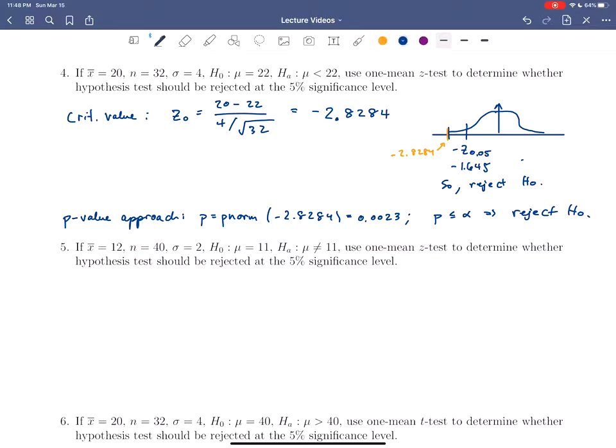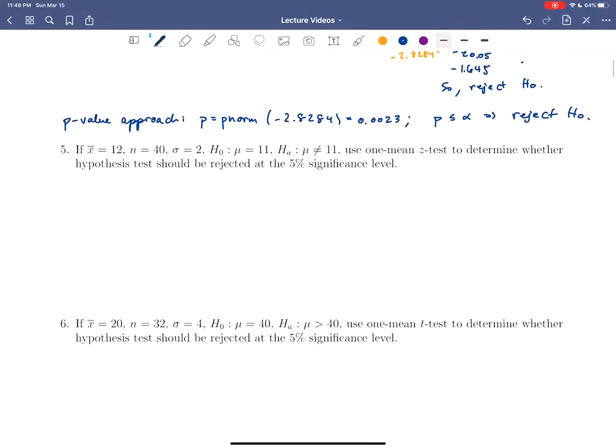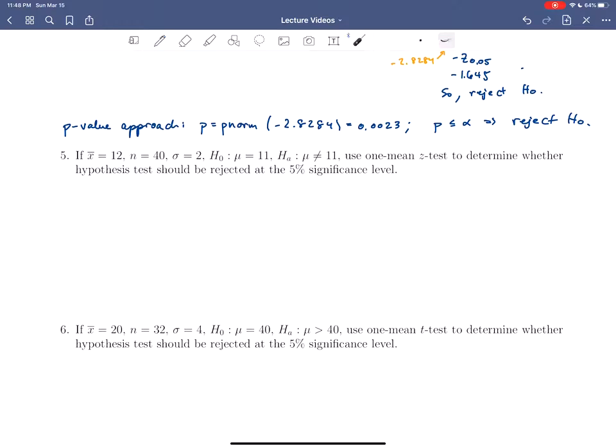Okay, that's the idea. So next, it looks like we have a two-tailed or two-sided hypothesis test, just based on the alternative hypothesis. Our significance level is going to be the same 5%, and we're going to again do the critical value approach, or later we'll go back and do the p-value approach. We're going to compute our test statistic, z naught, which is our sample mean minus mu naught over sigma divided by square root of n.